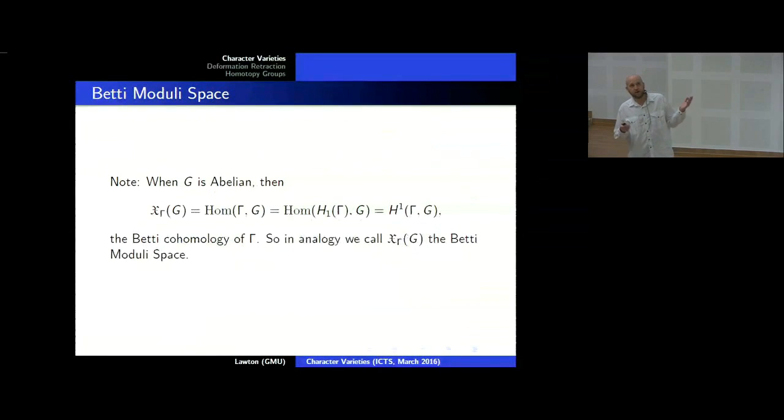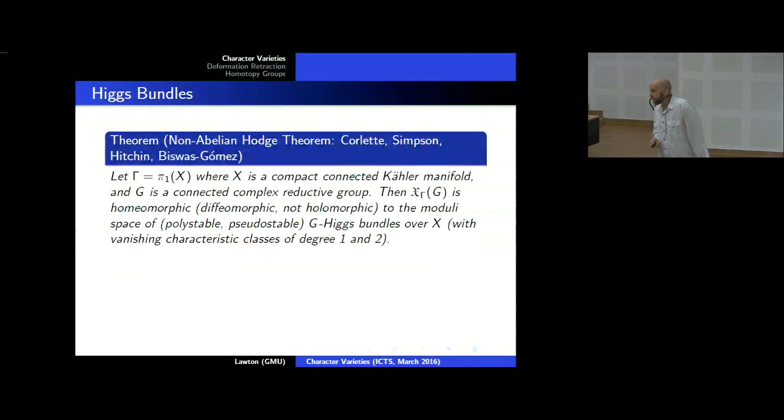Okay, so where does the name Betti moduli space come from? Well, when G is abelian, this construction just gives you H1, and so, in analogy, this is often called the Betti moduli space, which I'm sure everyone knows. And at this point, everybody knows about the non-abelian Hodge correspondence.